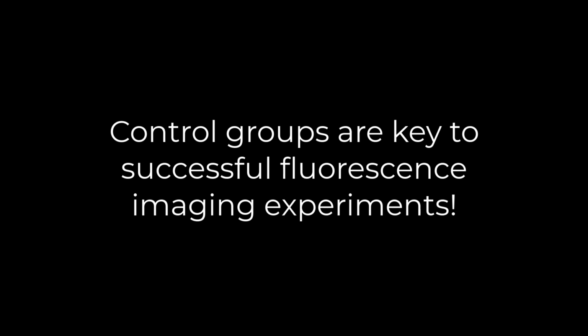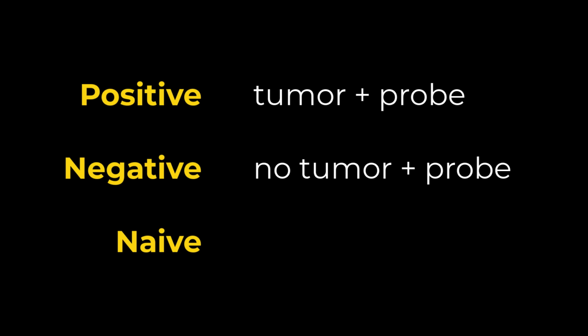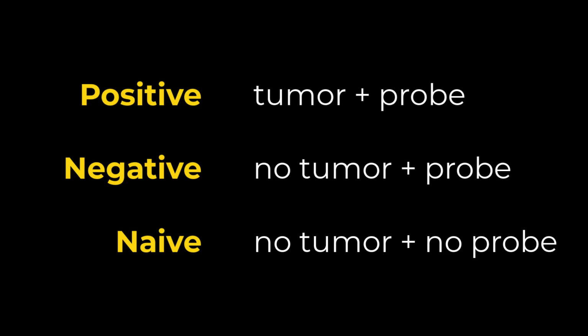The use of appropriate controls helps you to confirm the target and non-target signal in your experimental animals. Controls are the key to a successful in vivo fluorescence imaging experiment. Always include positive, negative, and naive control animals for your experiments. Let's take an oncology example. Positive would be a mouse with tumor and injected probes. Negative would be a mouse with no tumor but with injected probes. Naive would have neither tumor nor injected probe.